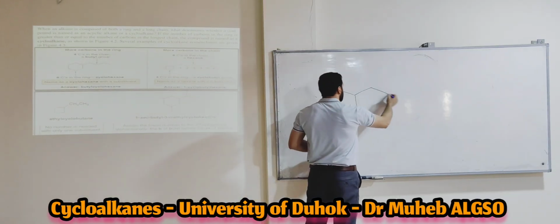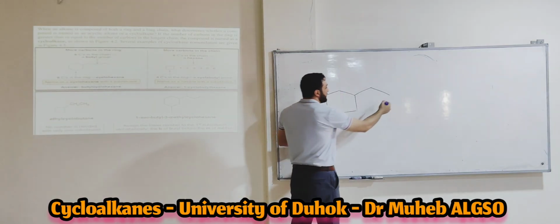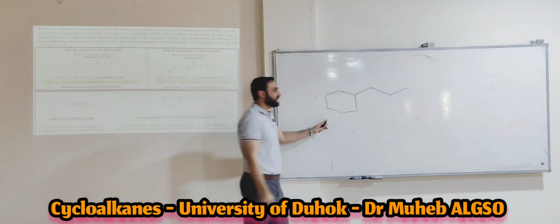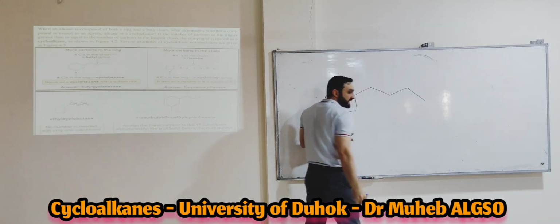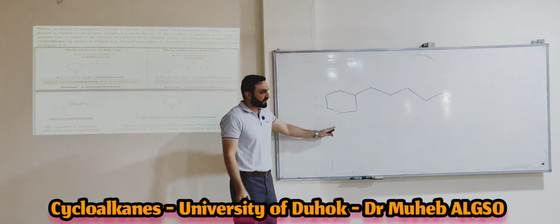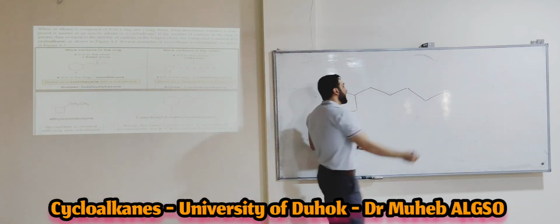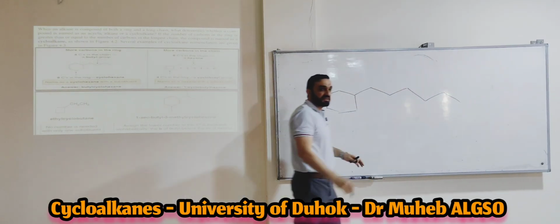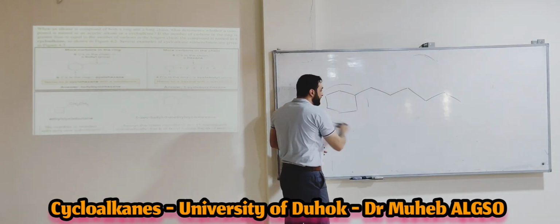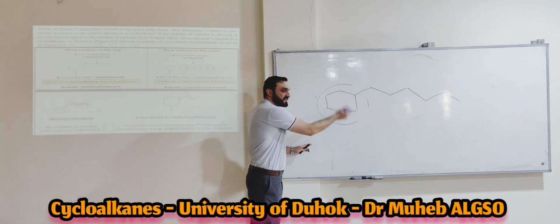If I put this, also the cycle will be the parent part: ethyl cyclohexane. If I make this, propyl cyclohexane. If I make this, butyl cyclohexane. If I make this, pentyl cyclohexane. Also, the cycle has 6 carbon atoms, more than 5. If I make this, hexyl cyclohexane. If both of them are the same, you also have to select the cycle. It will be hexyl cyclohexane.